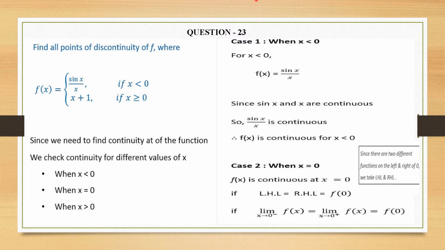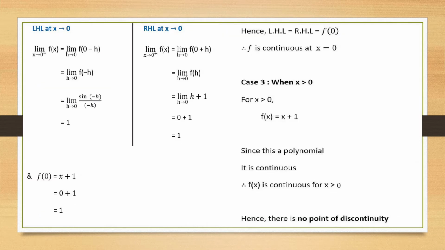Let us see first of all for x less than 0, the function is sin x upon x. The numerator is continuous, the denominator is continuous, so the fraction is also continuous for x less than 0, because x is not equal to 0 in this case. Now when x is 0, I have to check both LHL and RHL as the function is defined differently. So LHL equal to RHL equal to f of 0. If it holds, then the function is continuous. So let us take the left hand and right hand limits.